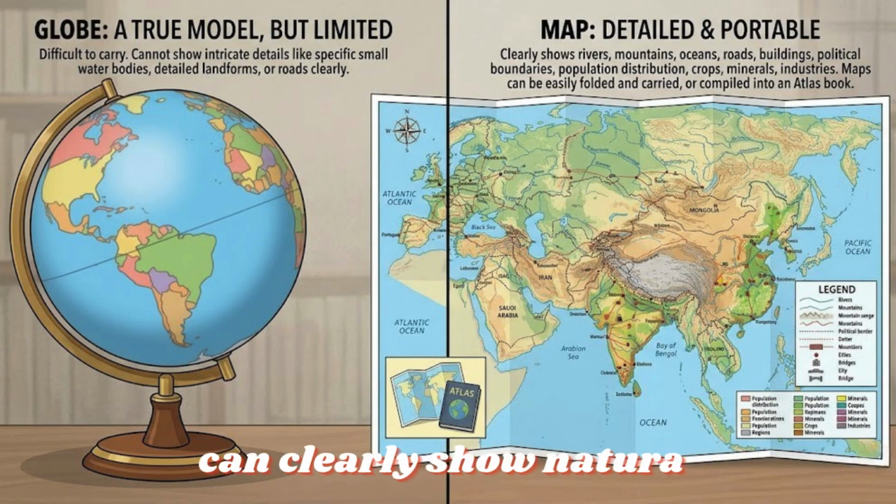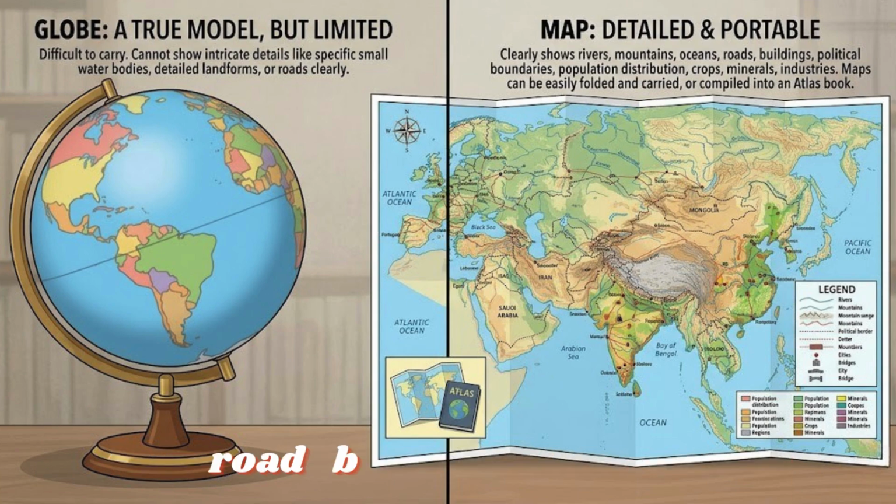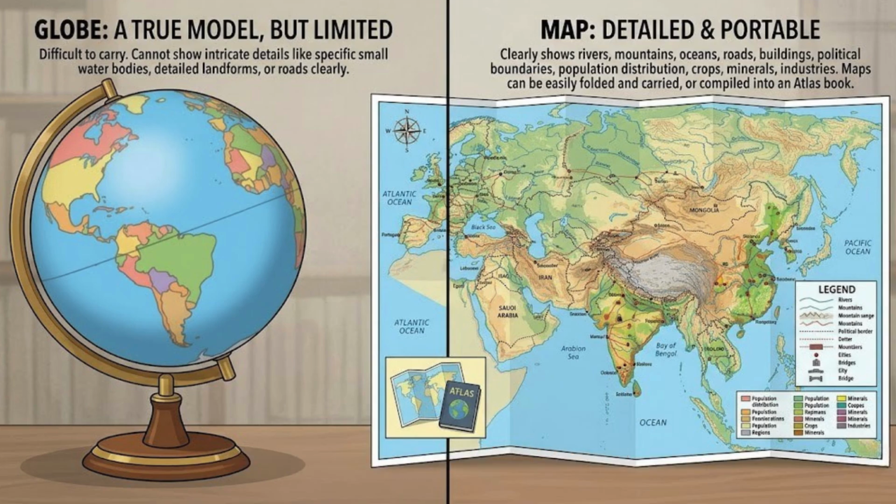Maps can clearly show natural features, rivers, mountains, oceans, artificial features, roads, buildings, bridges, political borders, population distribution, crops, minerals, and industries. Maps can also be folded, carried easily, and compiled into a book called an atlas.